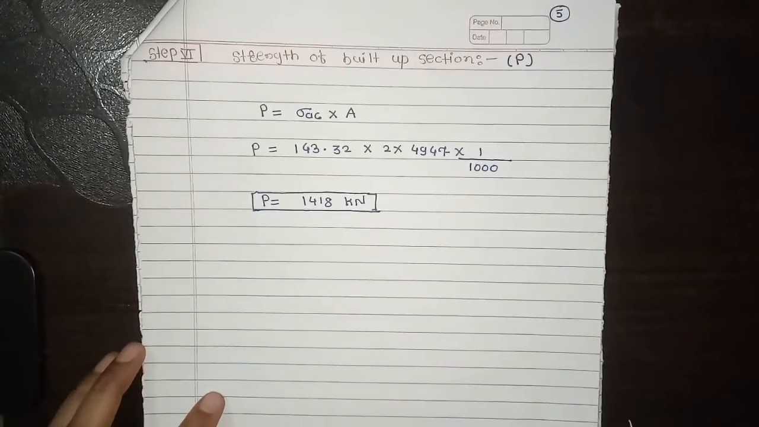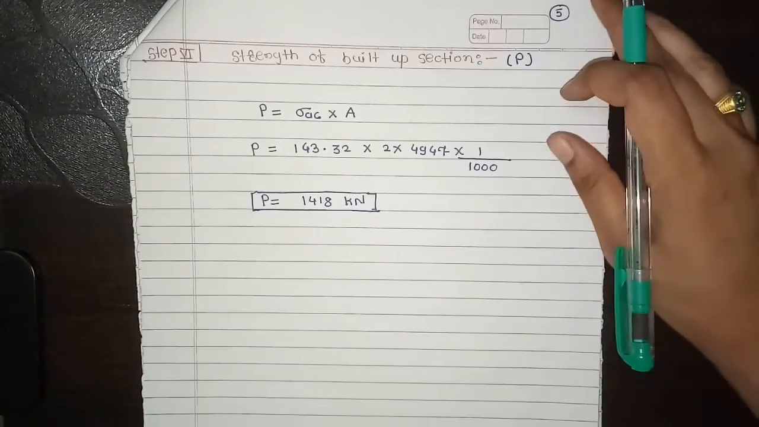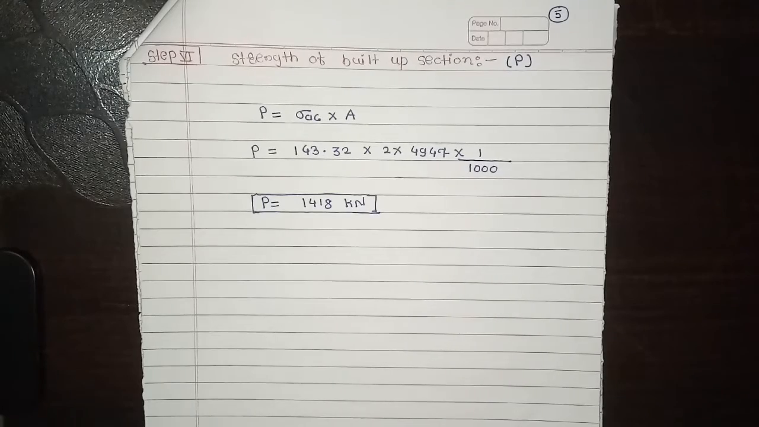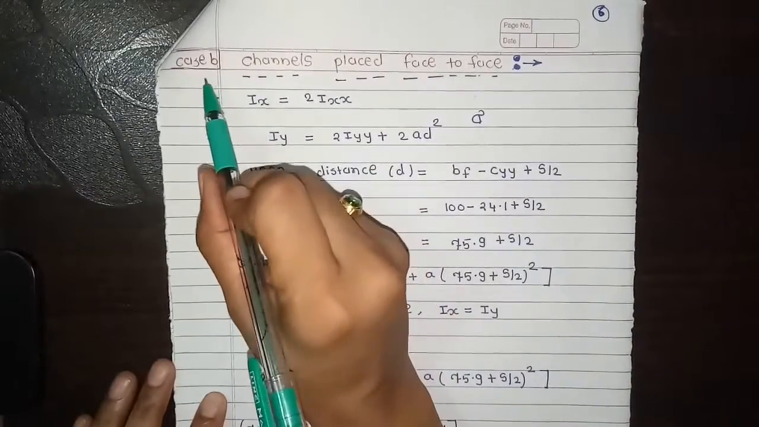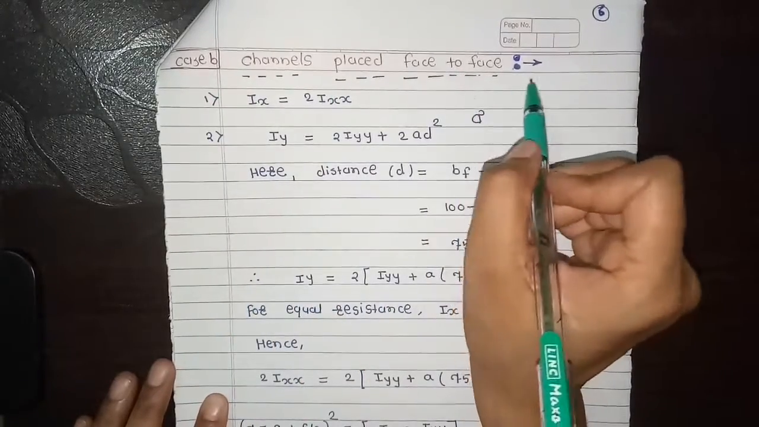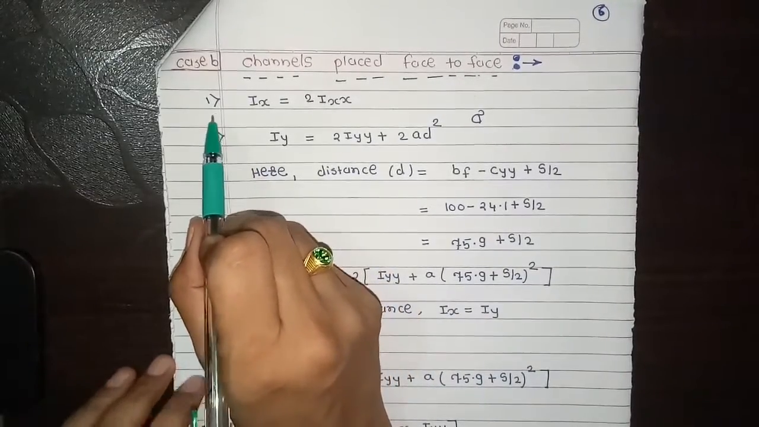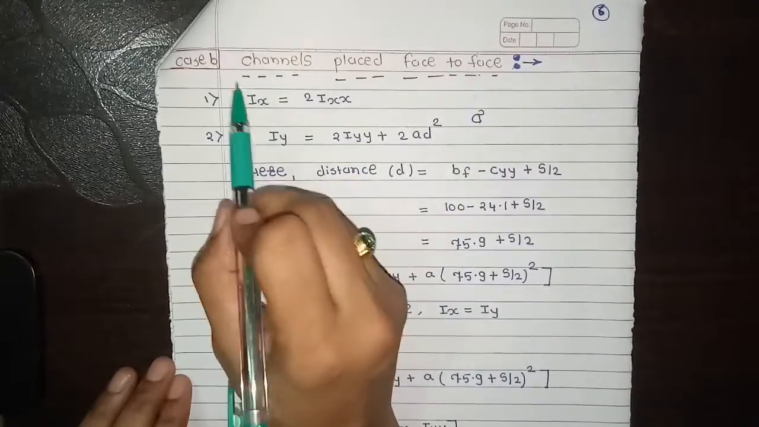Okay, so we will see the second condition, if the channel sections are placed face to face. Second condition, case B, channels placed face to face. So what is the first step? Ix, to find spacing and strength of this channel section.